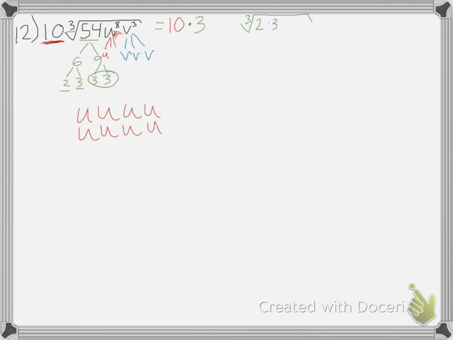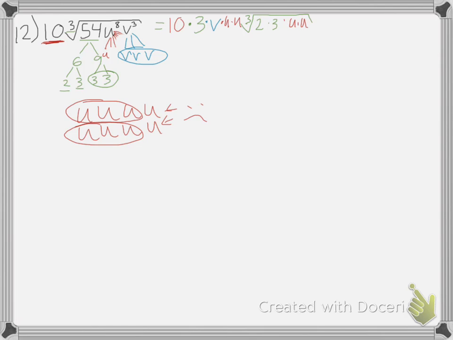Now I'm looking for triples to bring out. So I'll take care of the v's first because that's pretty easy. I get 1 v that comes out. And then looking at the u's, if I circle triples, those 3 and those 3, that means I get 2 of them that come out. U times u. But I'm left with 2 u's that are left on the inside. They're sad, they don't get to come out. So it's times u times u.